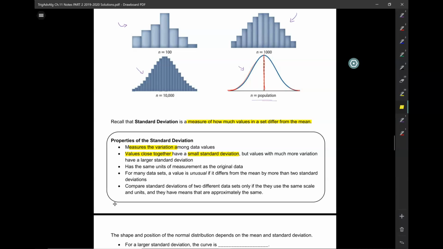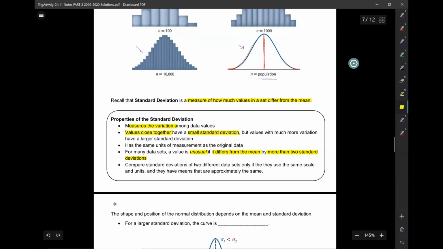If I have a data set, a value is considered unusual if it differs from the mean by more than 2 standard deviations. Okay, and so we'll talk about that in a little bit.